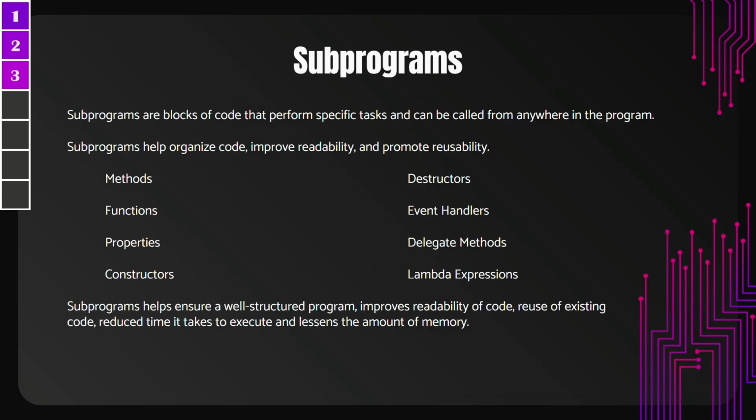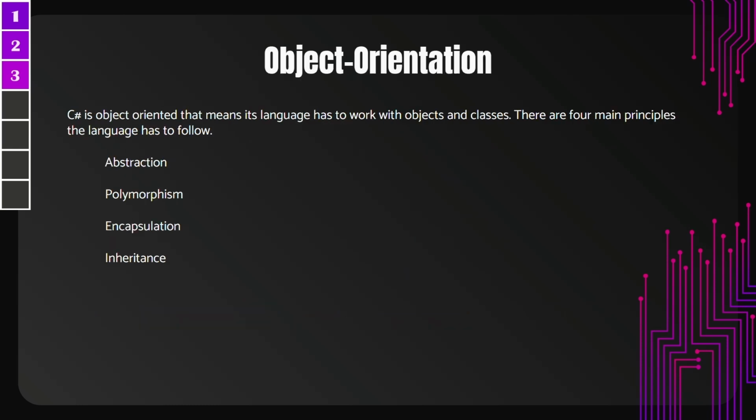And then subprograms are a block of code that performs specific tasks, and these subprograms can be called from anywhere in the program. This helps organize code, improve readability, and promote reusability. This also helps lessen the amount of memory and reduces the time it takes to execute code, because you can jump to a subprogram if you want to.